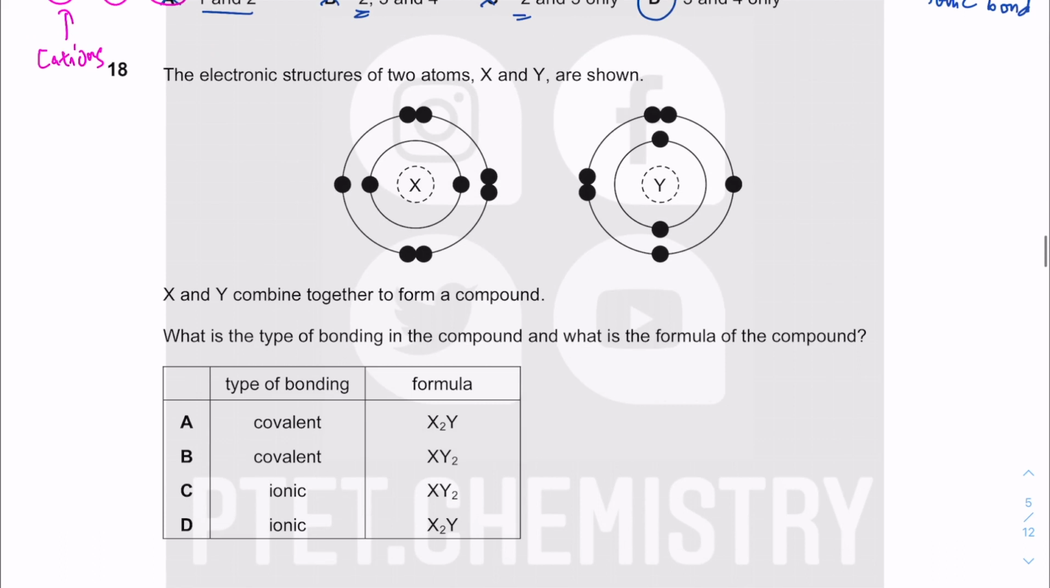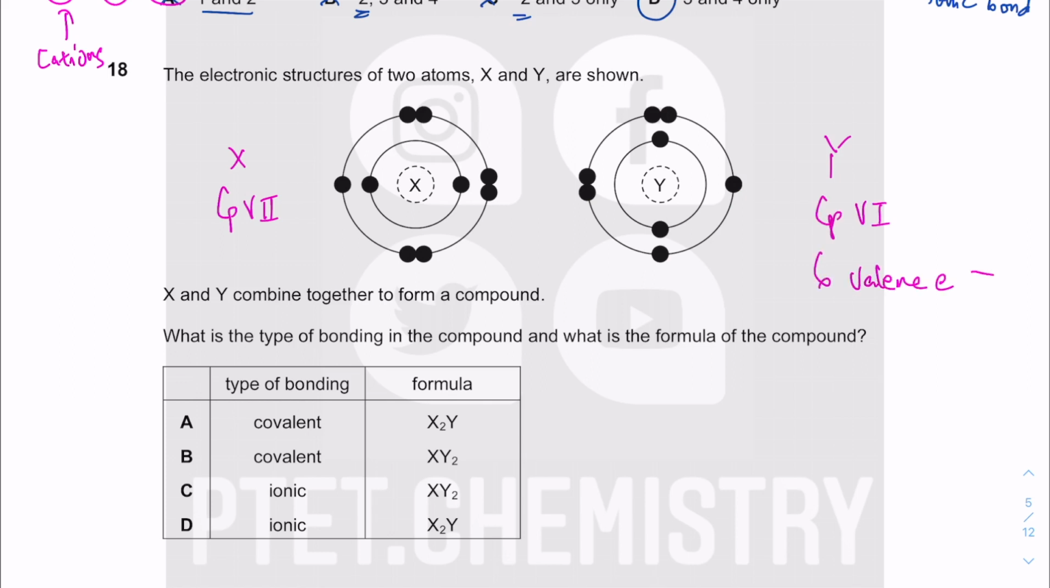Okay, question 18. So we have electronic structure of 2 atoms. Here you have 1 2 3 4 5 6 7. So X is a group 7 element because it's got 7 outer shell electrons. Y has 1 2 3 4 5 6, so it's got 6 outer shell electrons, so it's in group 6.